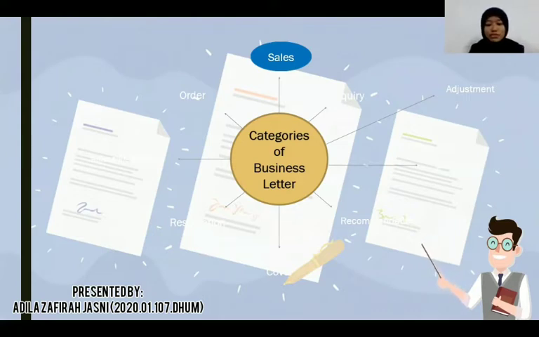The purpose of a sales letter is convincing a buyer or customer to purchase a product or service. This letter is written in an attractive manner that can strike the interest of the potential customer.